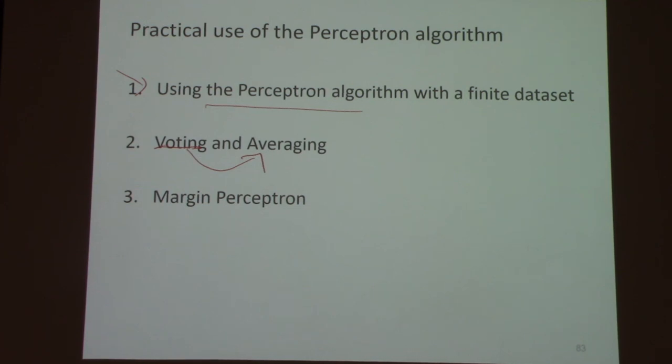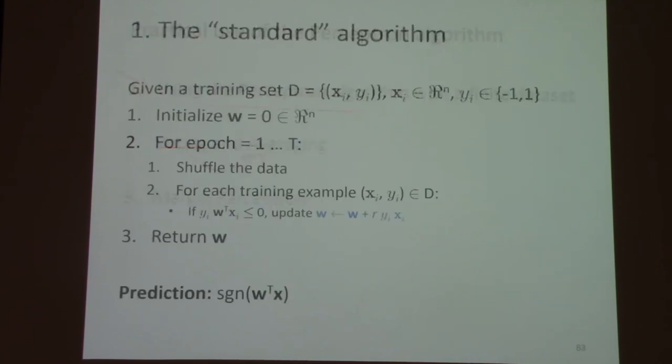And you'll see another variant called the margin perceptron, which plays with this idea called margin to make more aggressive updates. So the standard version of the perceptron algorithm, not the online one, does not look like this online game, but actually has this shape.